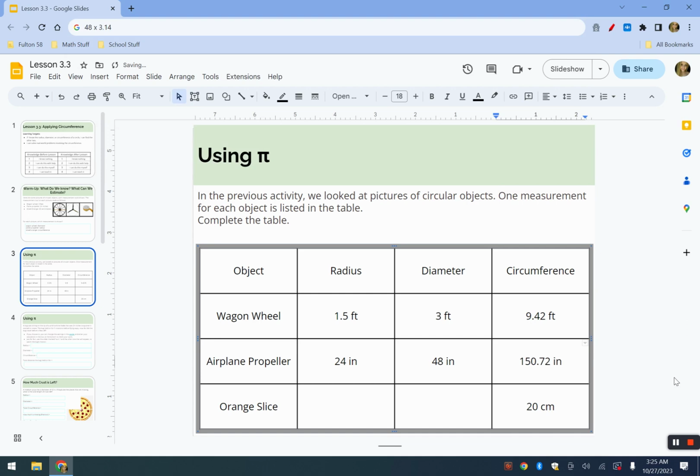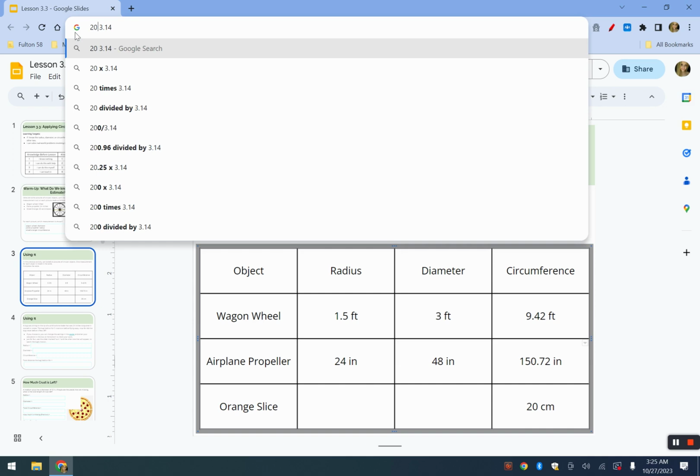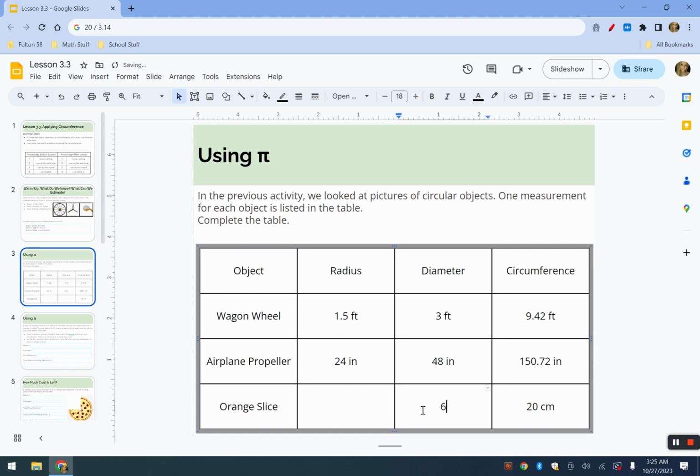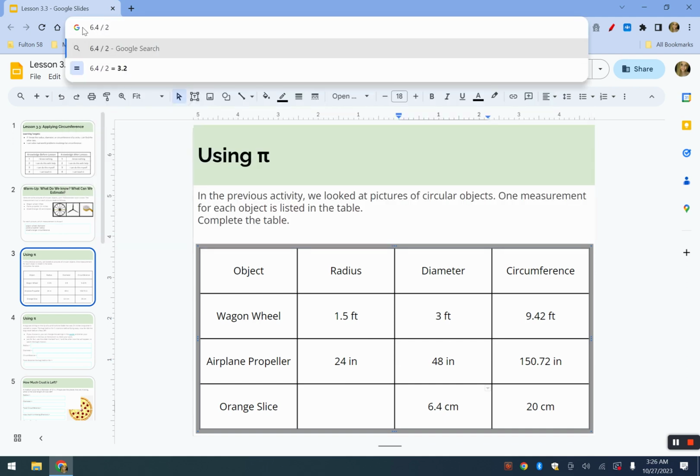And the last row. If we know our circumference and we're trying to find our diameter, we take our circumference and this time we're dividing by 3.14. And I'm going to round this to 6.4. Now to go from the diameter to radius, we're going to take that 6.4 and divide it by 2. And we get 3.2.